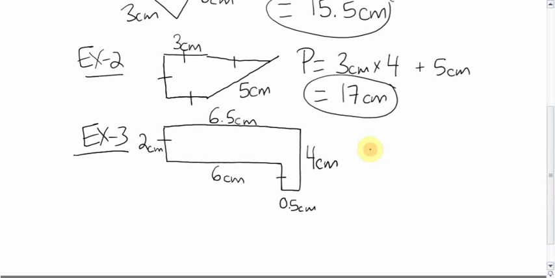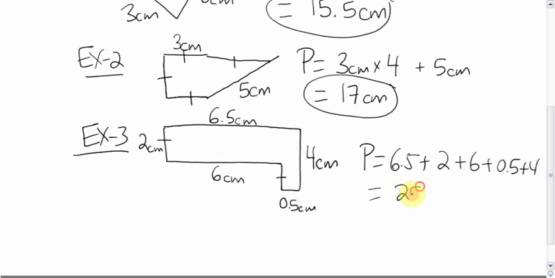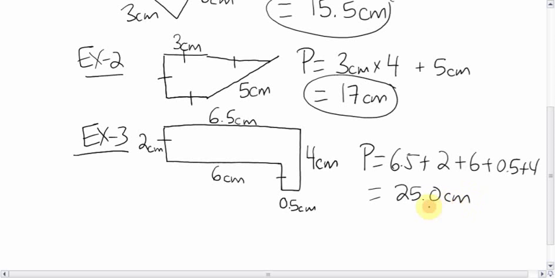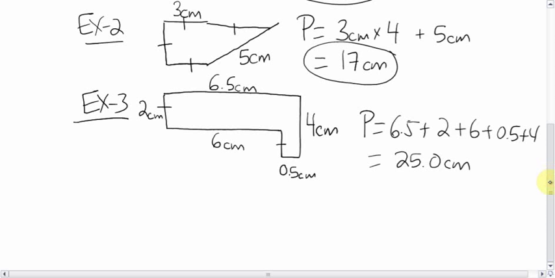So when you do it all, you should get a perimeter of 6.5 plus 2 plus 6 plus 0.5 plus 4 plus 6. You add it all up, and you should get a final answer of 25.0 centimeters. Don't need the 0.0 there, but I did anyways. Okay, so that's if you're missing some sides, you have to do some detective work and figure it out.